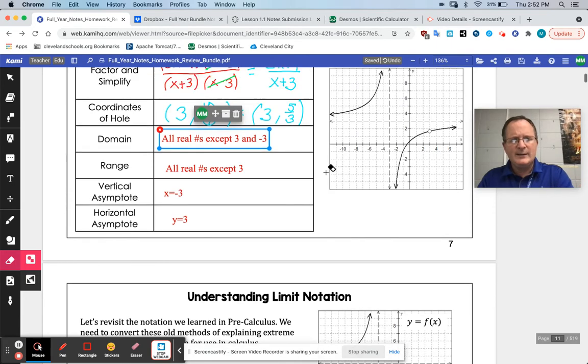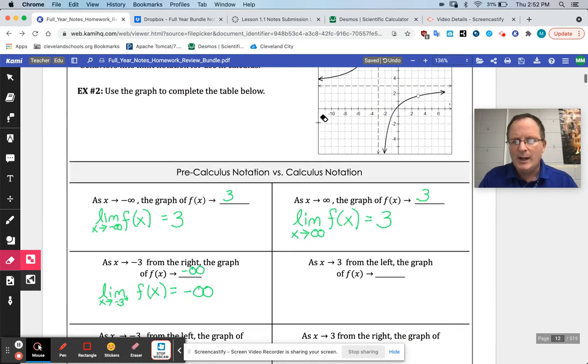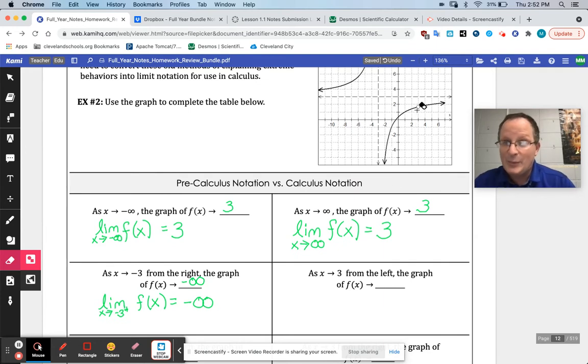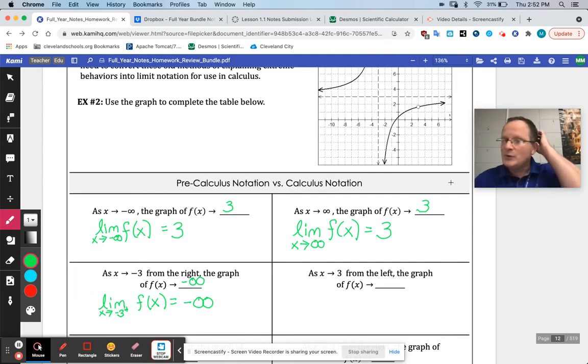The hole was at 5/3, right? We said that in the previous example. So as I'm approaching 3, not -3, sorry about that, from the left we're heading to 5/3. We never get to 5/3. There's a hole there, but that's not what matters. It's asking, what are we approaching? That's the important thing to keep in mind here, guys.